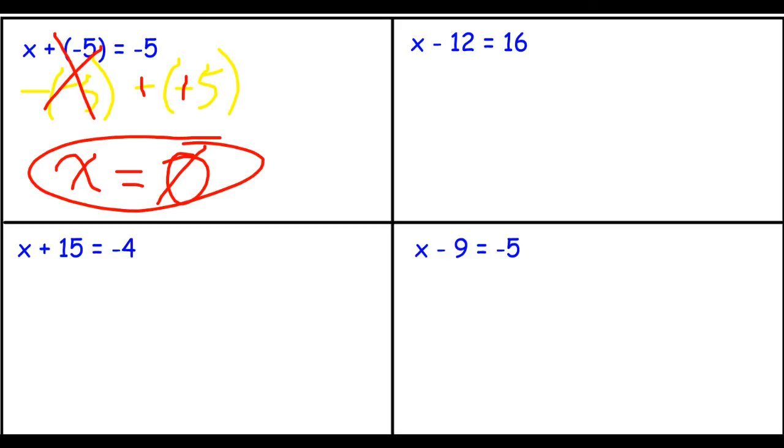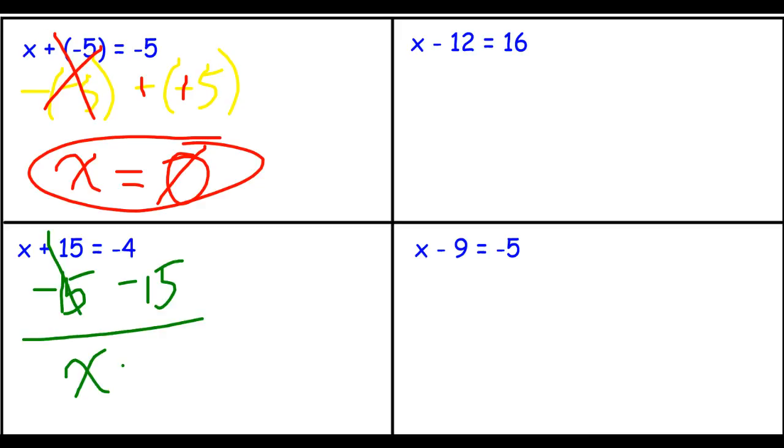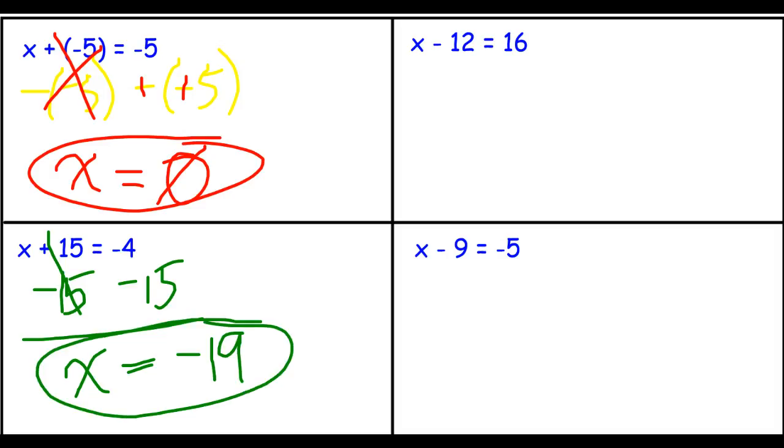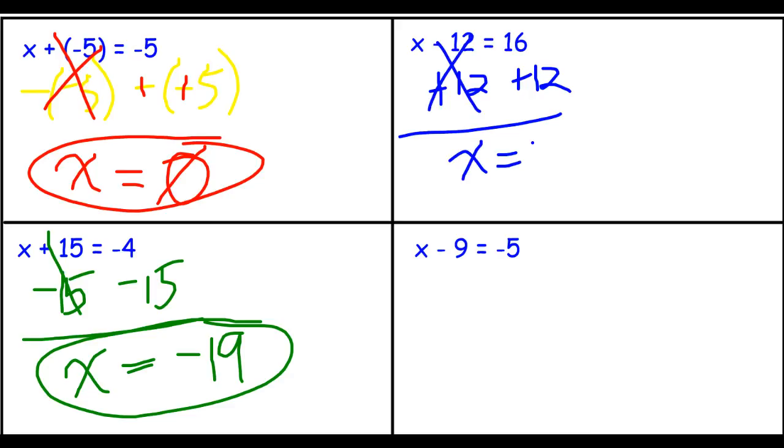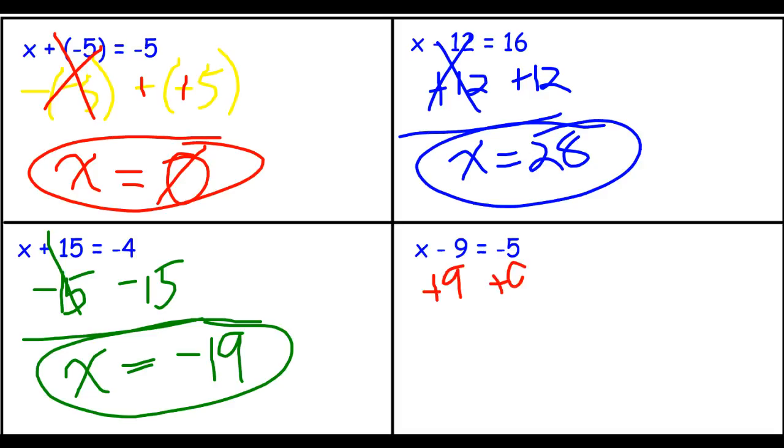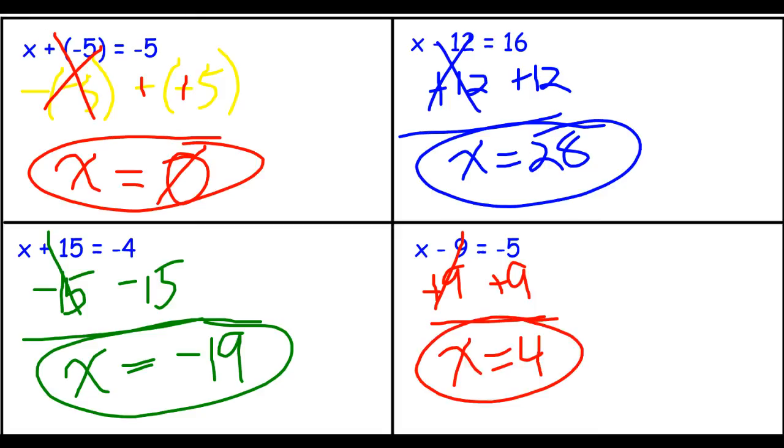Moving down to the bottom left, we have x plus 15. We would love it to just be x, so we're going to take that 15 away. We're going to have to do it to both sides of the equation. And now we have negative 4 minus 15. Negative 4 minus 15 is negative 19. Notice that in solving equations, we're practicing and going back over all of those negative number operations that we saw before. In the upper right-hand corner, we're adding 12 to both sides to get x equals 28. That way the plus 12 and the minus 12 cancel out. And in the lower right-hand corner, we see x minus 9, so we add 9 to both sides to get rid of that and have x equal to 4, because negative 5 plus 9 equals 4.